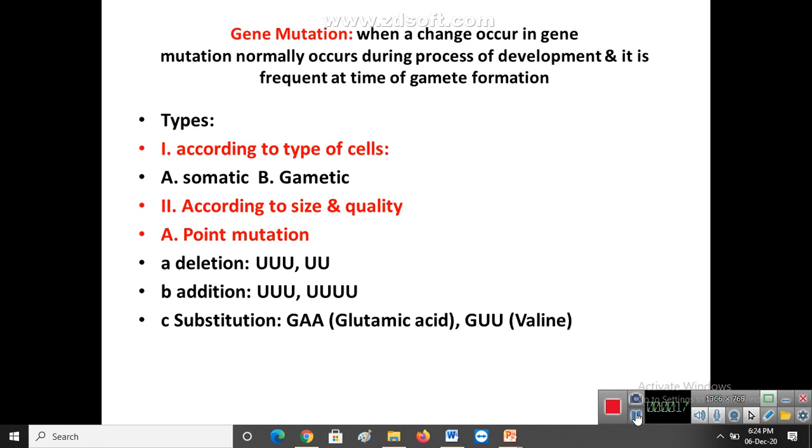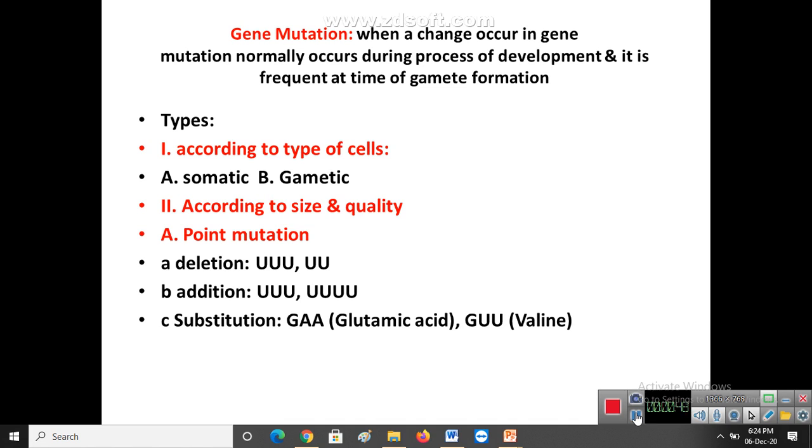Mutation normally occurs during the process of development and it is frequent at the time of gamete formation, during zygote division, or in the vegetative tissues. A gene is composed of protein and DNA. Protein consists of different types of amino acids. Any change in the composition or the position of amino acids, or any replacement of an amino acid, causes mutation.